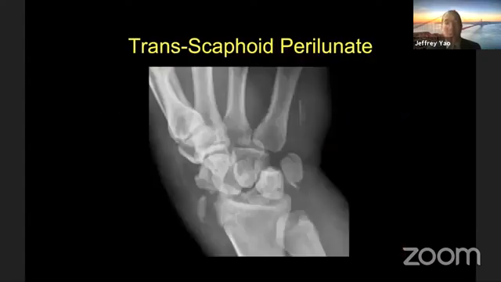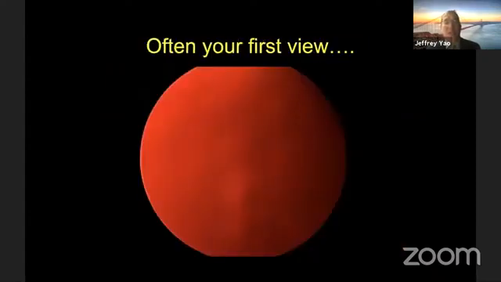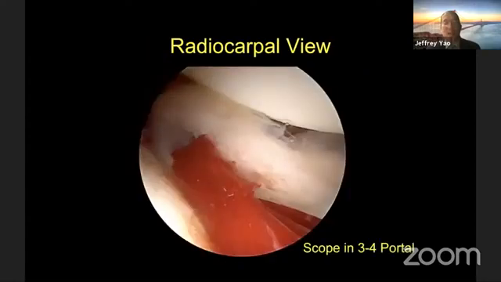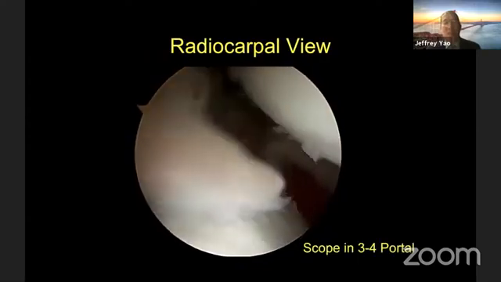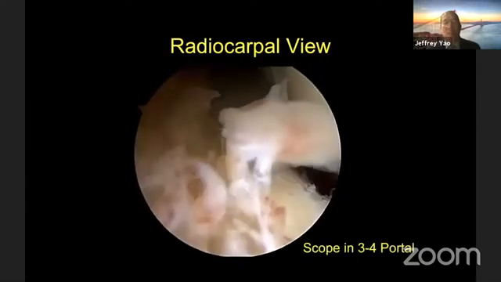Now, what about perilunate fracture dislocations? These are the greater arc injuries. There's a transcaphoid perilunate injury. We could still manage these arthroscopically. Often your first view is just a big screen of blood. So you need to evacuate the hematoma. And once you've done that, then you can assess the ligaments as well as the fracture.